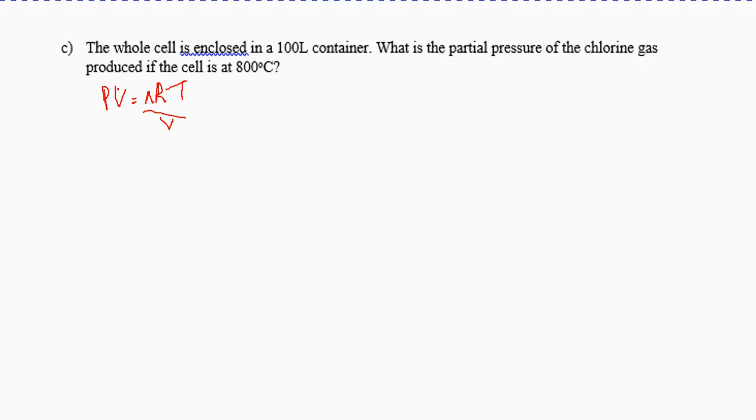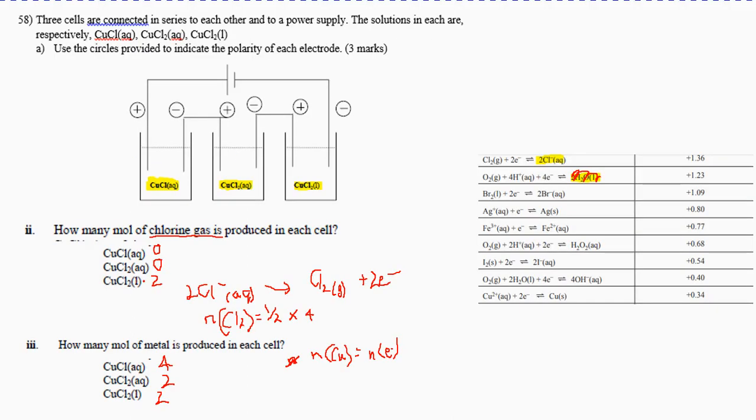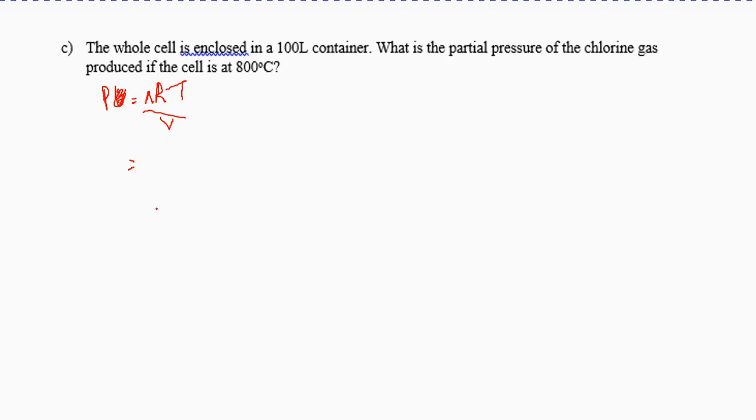Why have I put PV? There we go. I don't know why I wrote that. Anyway, pressure equals nRT over V. Then we put in what we've got. So if we remember in our chlorine gas, if we go back here, we had 2 moles of chlorine gas. So we've got 2, and if you remember, R was our constant, 8.31.